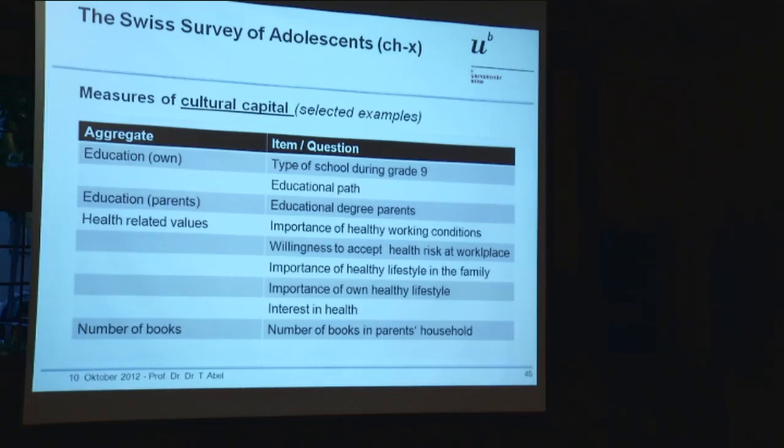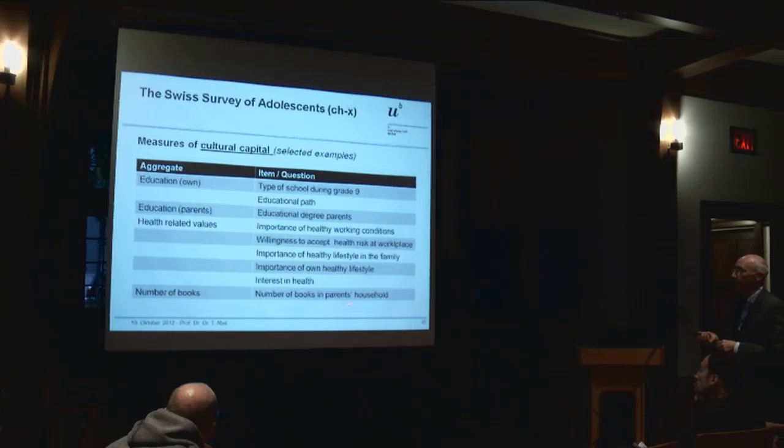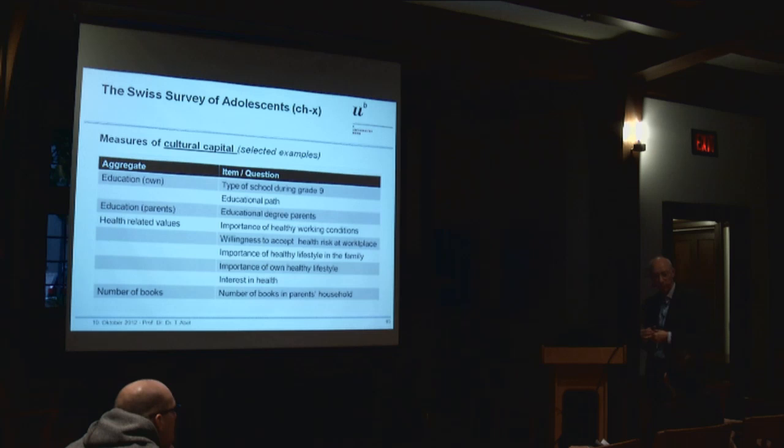And we have something, and I mentioned this before, something like number of books in parents' household. I don't know if you've heard about this measure. It's very simple, but very good. It has high predictive validity and strength. If you measure the number of books in a family, you can very well predict the school success of kids and their occupational status after 25 years.